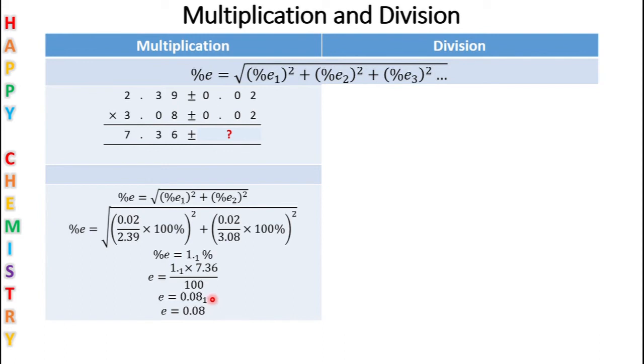Now we have to consider where the error occurs with respect to the arithmetic answer. The arithmetic answer has 2 decimal points. The error also occurs at the second decimal point. Therefore, final answer can be kept for 2 decimal places, and the final answer is 7.36 plus or minus 0.08.